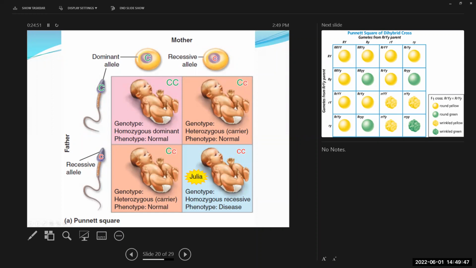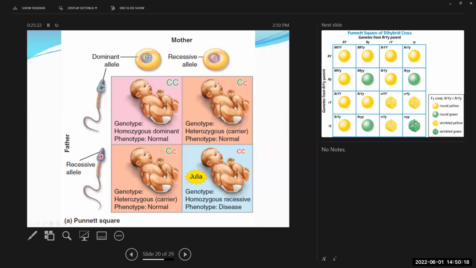And so for this mother, what would you say she is? Is she heterozygous or homozygous? It's a big C and a small c. So is it homo? Hetero, right? Because it's a big C and a small c. This is the dad down here. Big C, small c. Is he homozygous or heterozygous? Hetero, yeah. Remember, homo means same.